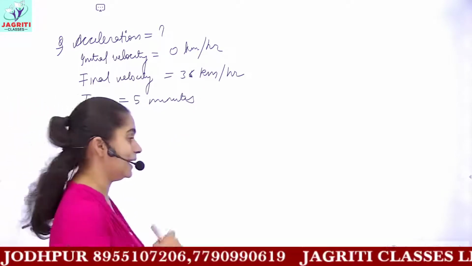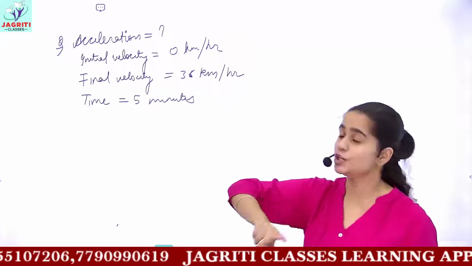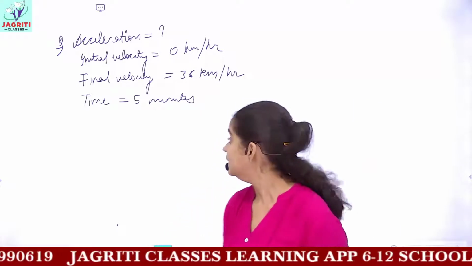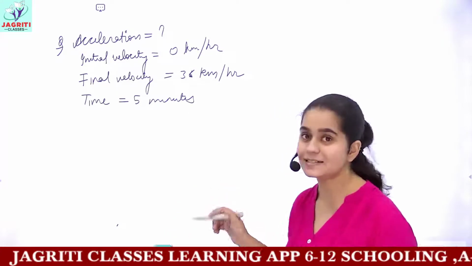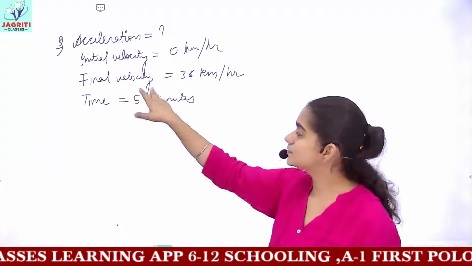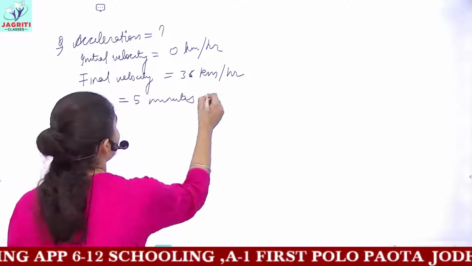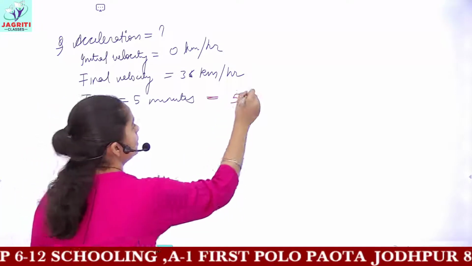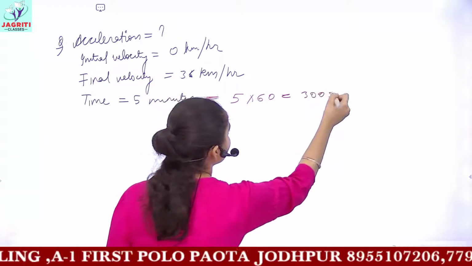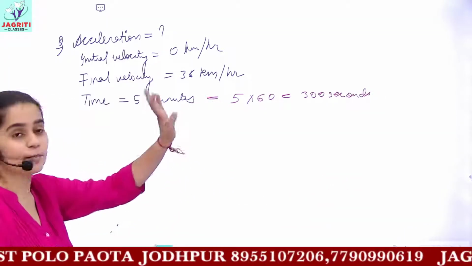So our first aim, before solving the actual numerical, before finding out the acceleration, would be to convert all these units into their SI units. That is, minutes should be converted to seconds. I already told you the conversion. 1 minute has 60 seconds. So multiply this 5 with 60. 6 5s are 30, then you get 300 seconds. This is a simple conversion. You know it from your junior classes.